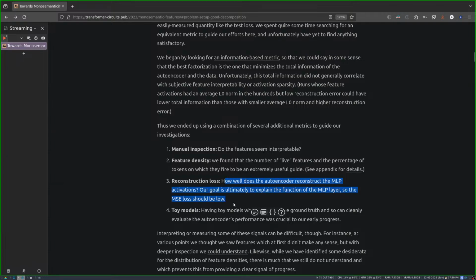Having a model for which we know the ground truth, so we can cleanly evaluate autoencoder performance, was crucial in our early progress.